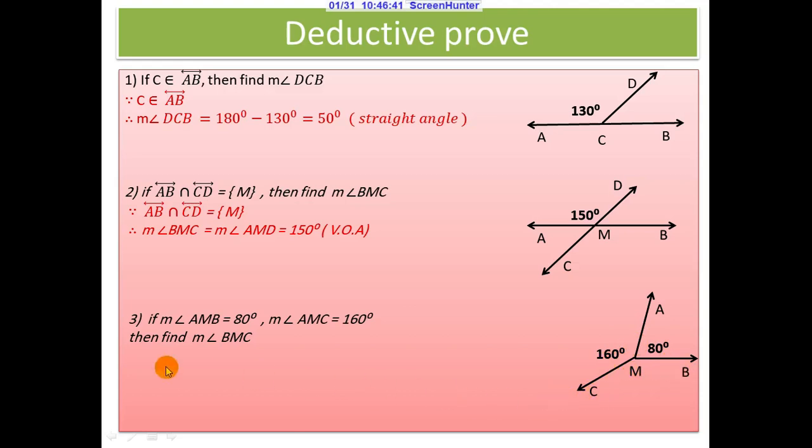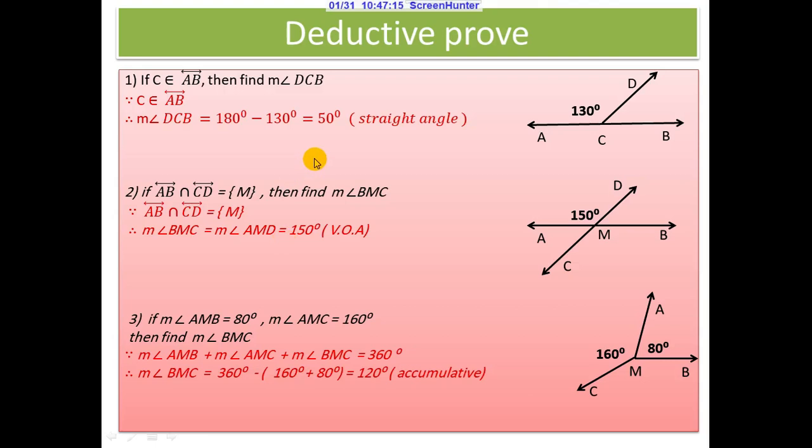To find it, we must write it this way: since the measure of angle AMB plus the measure of angle AMC plus the measure of angle BMC must equal 360. This is "since" for cumulative angles. Therefore, the measure of angle BMC equals 360 minus open brackets 160 plus 80. It will equal 120 degrees, and the reason here is cumulative angles.